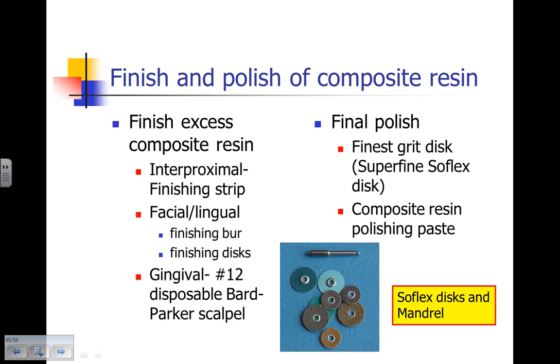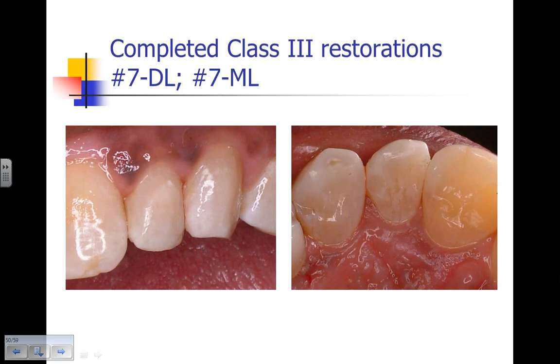And so our finish of our composite goes from coarser to finer. We're using interproximal finishing strips. We're using Soflex discs and polishing paste. And here we're looking at the completed Class 3 preparations on number 7DL and number 7ML that have been restored. Notice that we've got an excellent shade match for this case.